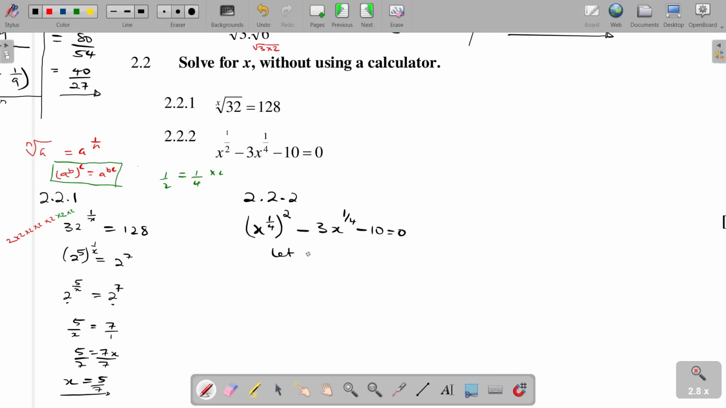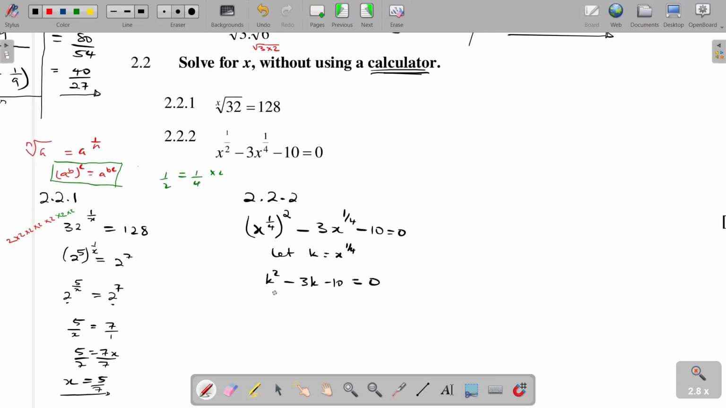Then here, let k equal to x to the power quarter. We use the k method. It becomes k squared minus 3k minus 10 equal to 0. We can use the quadratic formula, but the problem with the quadratic formula is that we will be forced to use the calculator. But the question strictly says without using a calculator. So we can use factorization here.